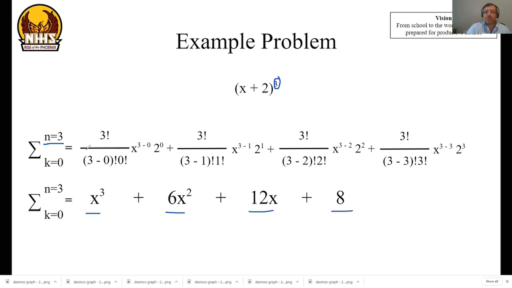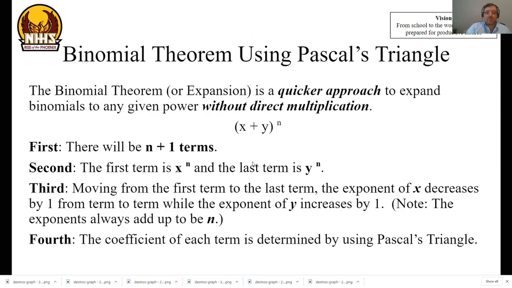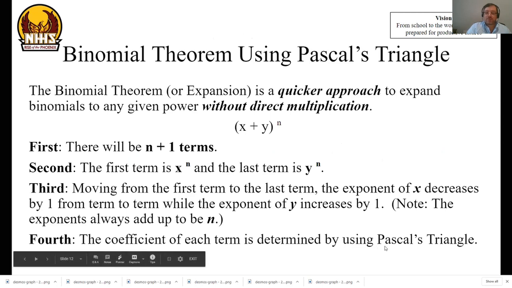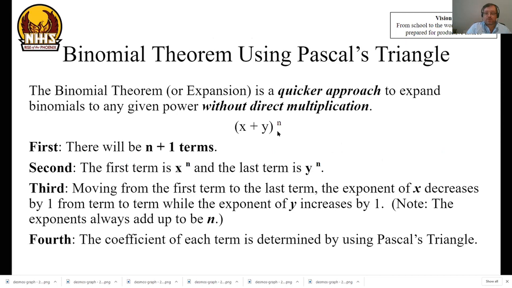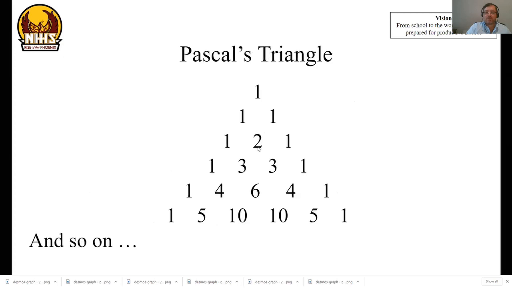So, here are my drawings here. Quit annotating. Now let's go to the next slide. Now, the binomial theorem is a quicker approach without direct multiplication, but you're going to use what's known as Pascal's triangle in order to do that. Once again, you're not trying to memorize anything because you'll see it's relatively easy. Let's go through it using Pascal's triangle.